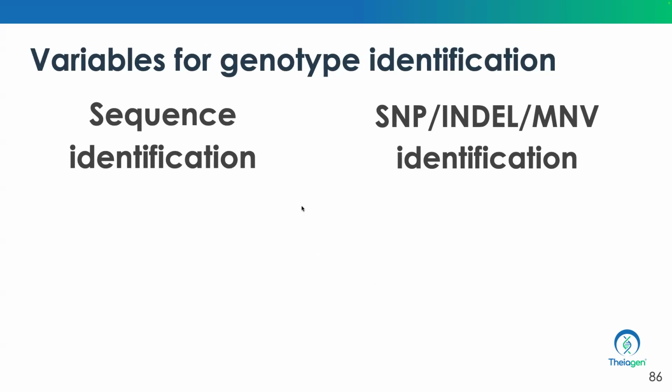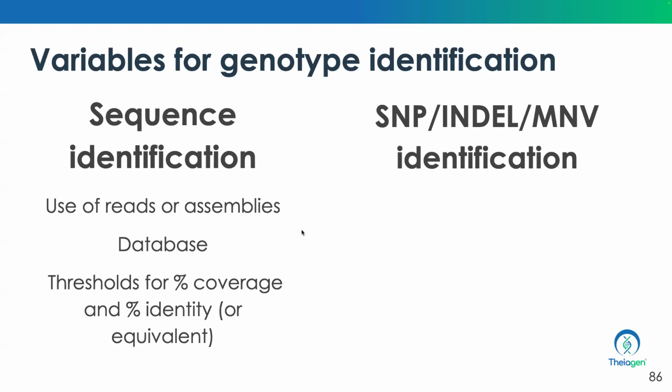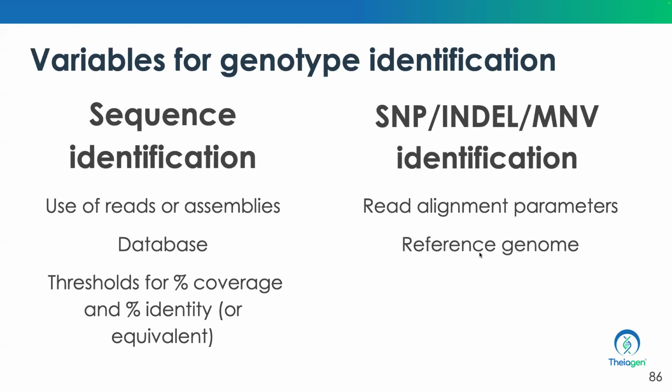So the variables that we use for genotype identification, again, for the sequence identification, we use reads and assemblies against the database, and often different thresholds for the coverage as well as percent identity. For the short stretches of sequences or these mutations, we look at the read alignment parameters against a reference genome, and then we typically have a threshold for this single nucleotide polymorphism frequencies.